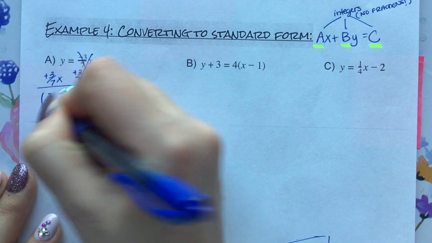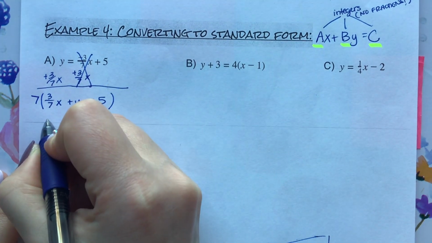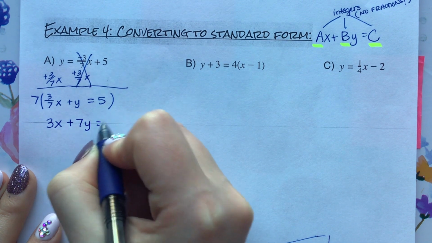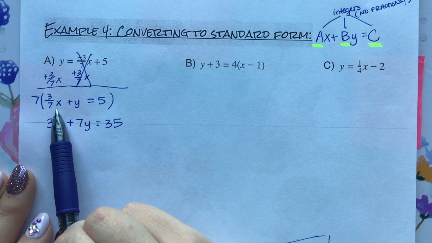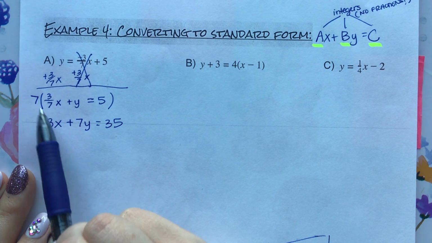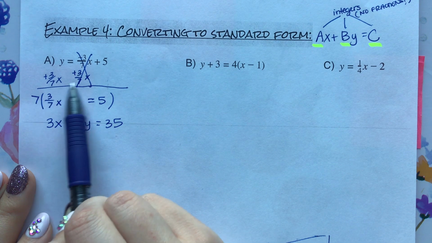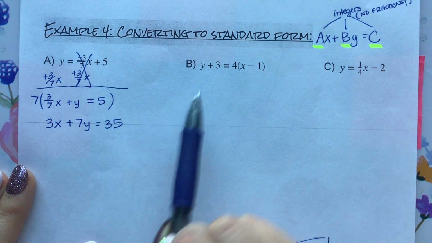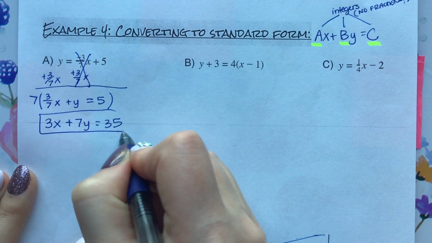I'm going to take everything in that equation and multiply it by 7. So now that's going to get me 3x plus 7y is equal to 35. So it's like the distributive property. 7 times 3/7 x is 3x. 7 times y is 7y. 7 times 5 is 35. Now I have this of the form Ax plus By equals C. I'm good to go.